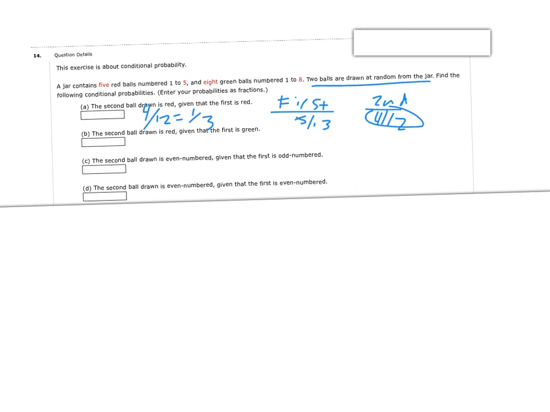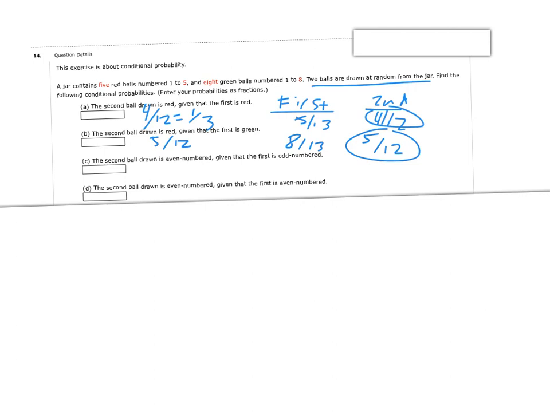All right, question B here is kind of similar, but on this one, we're saying the first one was a green. So the first ball being green was a probability of 8 over 13. And then the second one is red, given that we got a green. So that means there's only 12 marbles in there, but there's 5 red ones because I got a green the first time. So once again, this is just asking me about that second one.